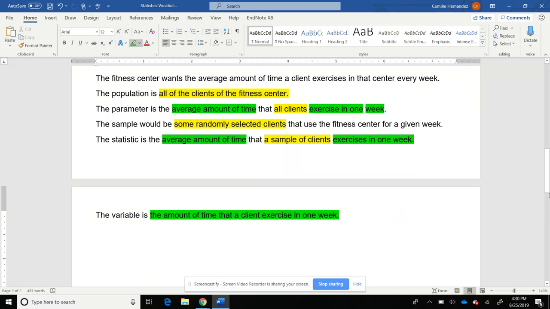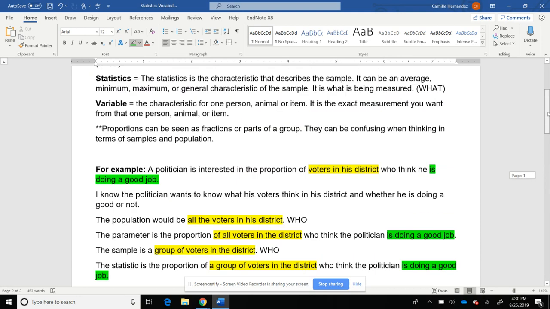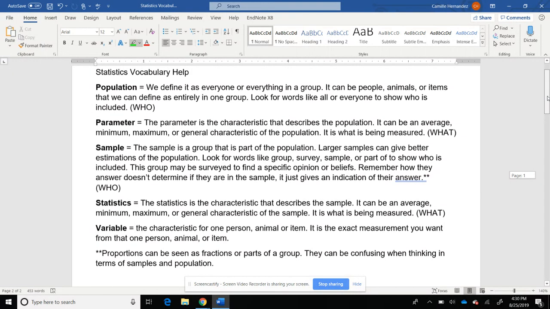So I hope this helps. And remember, it's mostly for this exercise. It's the who and the what. That's the most important part.